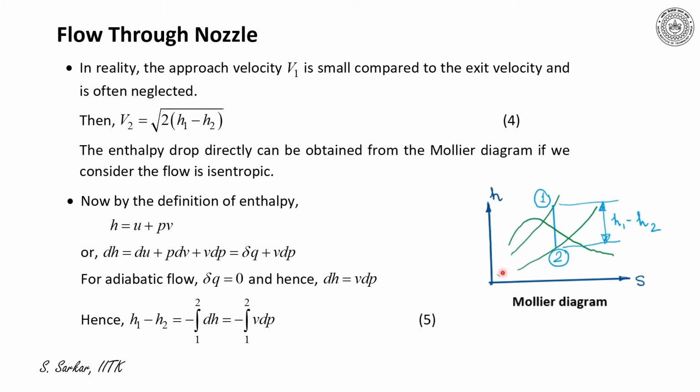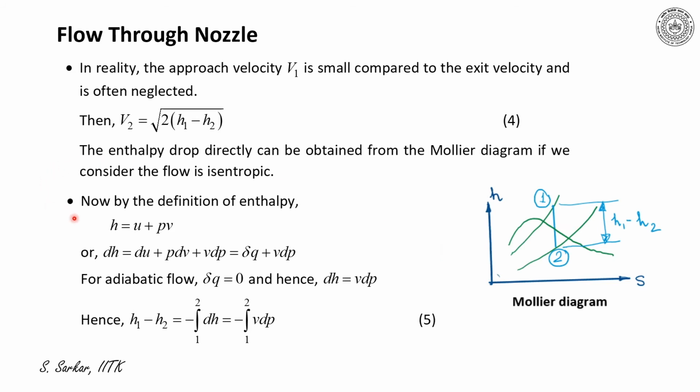The Mollier diagram is presented here, which is the HS diagram, that is, the enthalpy-entropy diagram, where the saturation line is indicated by green, and I have also presented the constant pressure lines P1 and P2. Now the state points 1 and 2 have also been marked, and h1 minus h2 I have represented here, and one can easily appreciate that from the Mollier diagram one can evaluate h1 minus h2.